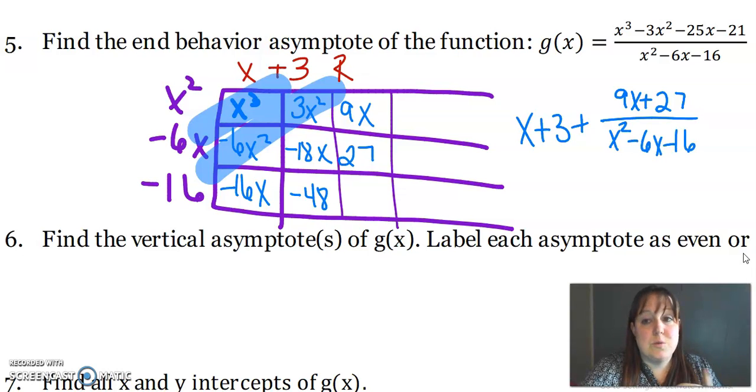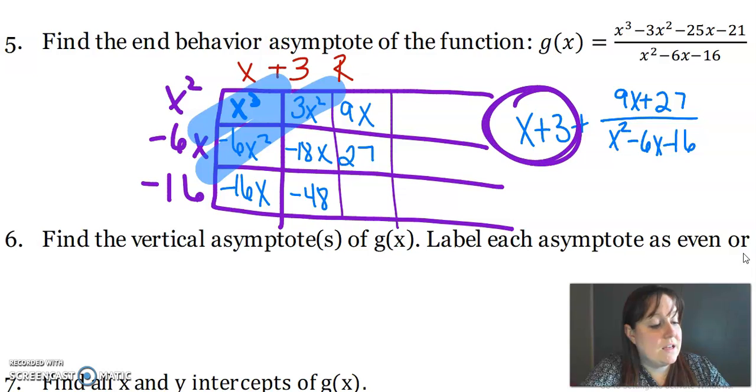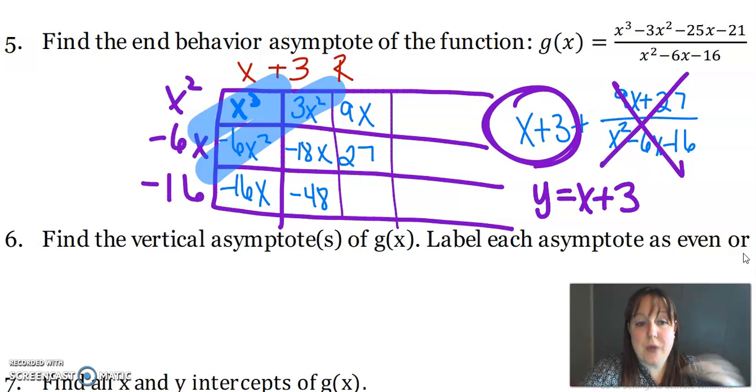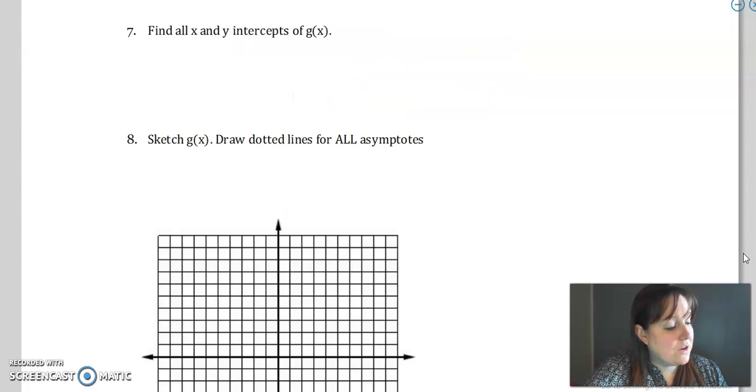And since, what do we care about when we look for end behavior asymptotes? Well, we care about this part of it. We don't care about the remainder. So our end behavior asymptote is y equals x plus 3. So that's a line that we could actually graph as an asymptote. In fact, let's go ahead and graph that right now.